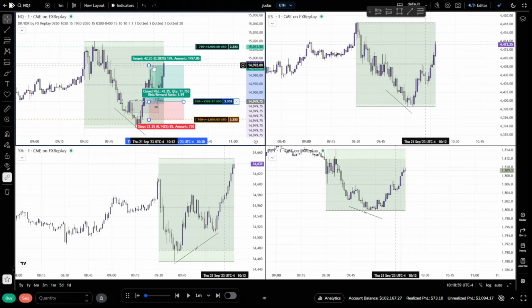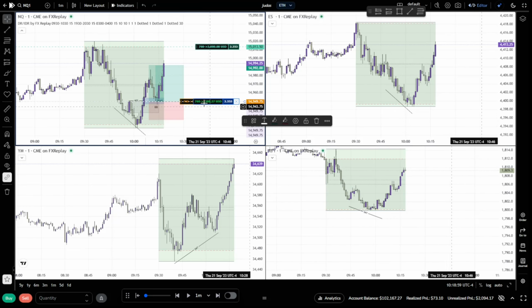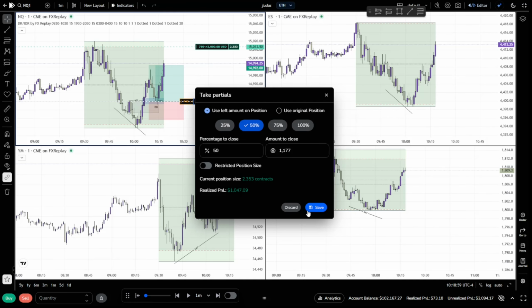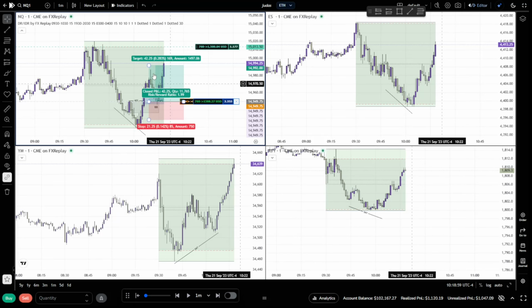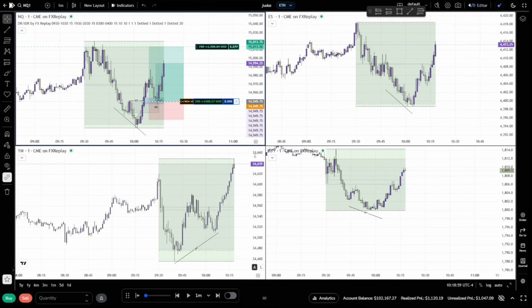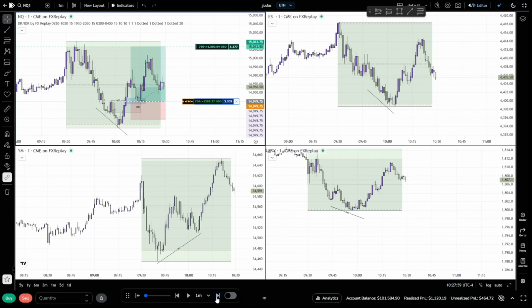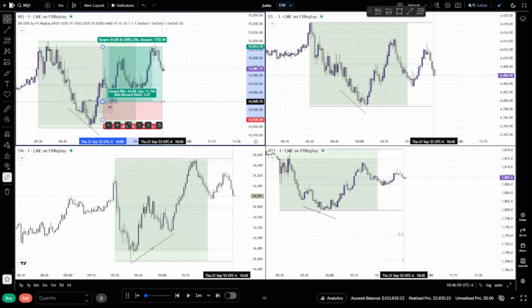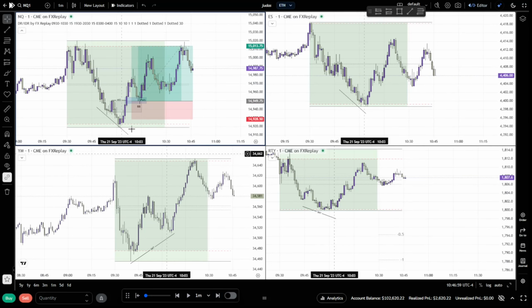We hit 1 to 2R so we can move stop loss to break even. Then we can take a 50% partial. So close 50%. Next thing we see, if the rest comes back to stop us out or goes higher, doesn't matter, we've made our money. Price eventually hits take profit for 1 to 3.